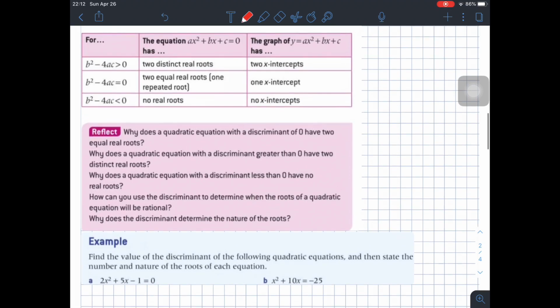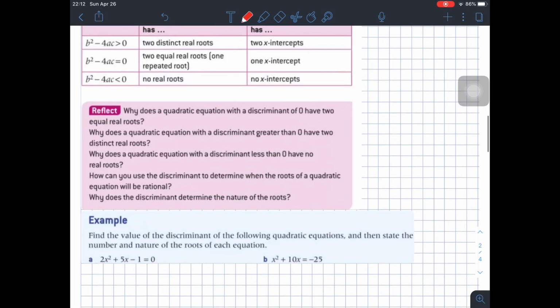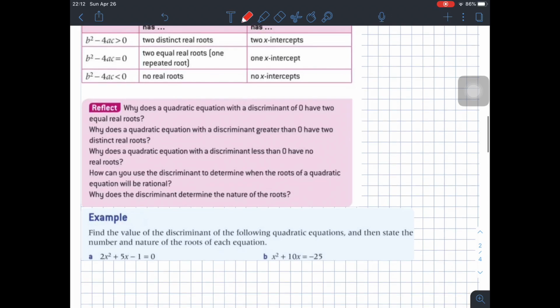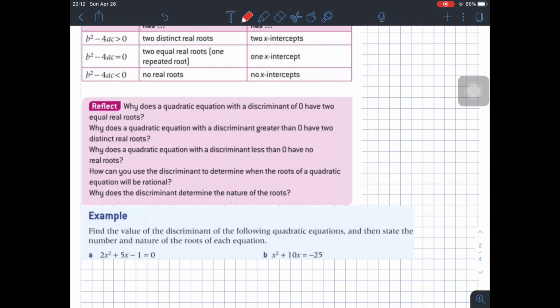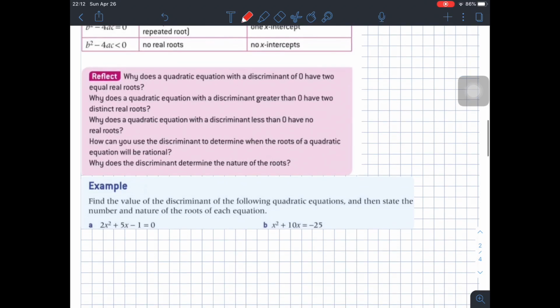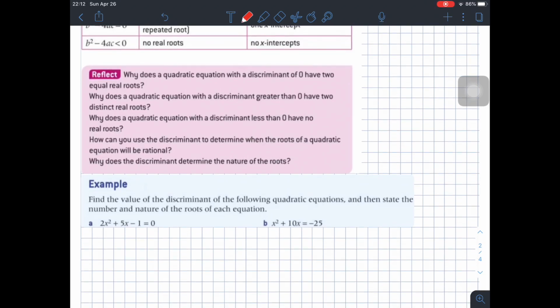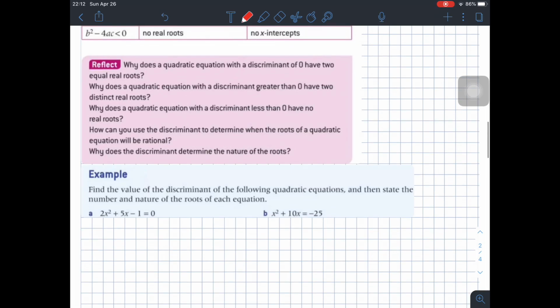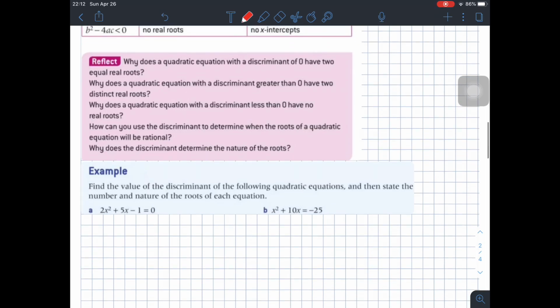Then it says, reflect. Why does a quadratic equation with discriminant of 0 have two equal real roots? And that's basically because it has one x-intercept, so the roots are the same or there's only one root, okay? Why does a quadratic equation with discriminant greater than 0 have two distinct real roots? Because it crosses the x-axis twice, right? Then, why does a quadratic equation with discriminant less than 0 have no real roots? Because the quadratic function does not cross the x-axis, basically.